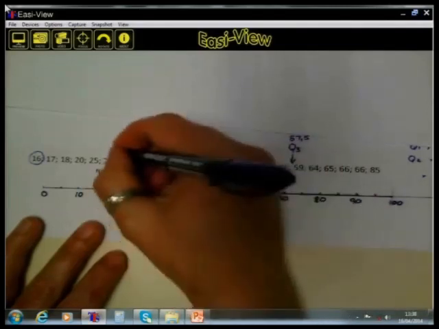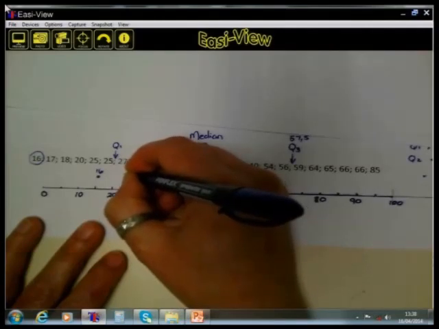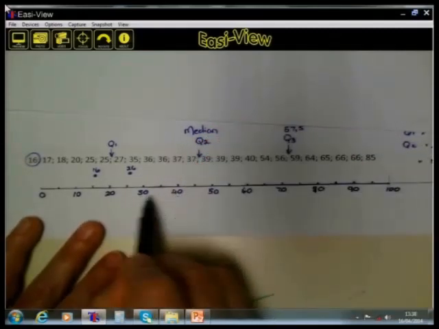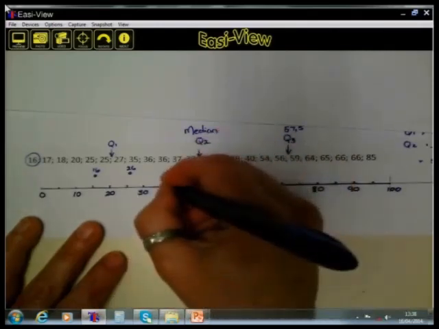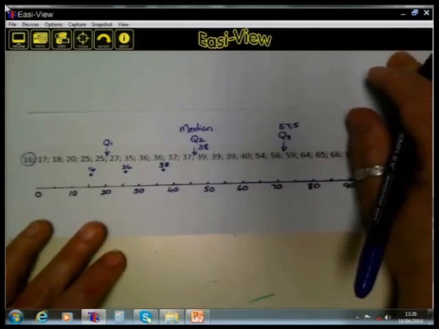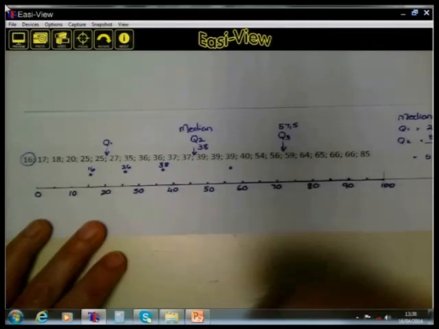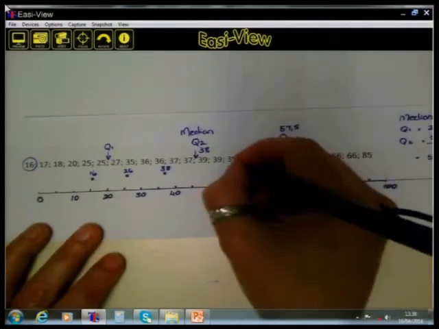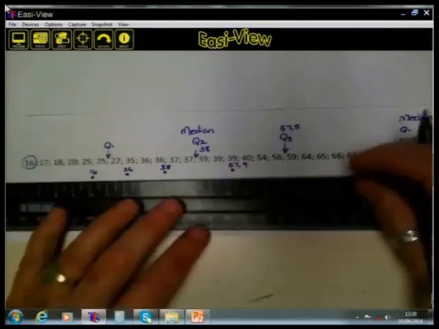Then I've got my lower quartile. Now my lower quartile is here on 26. And if I now plot my median, it is between 37 and 38. If I go to this scale, here is 30, 35, 37 and 39. So 38 is about there. My median was 38. And then my upper quartile is on 57,9.